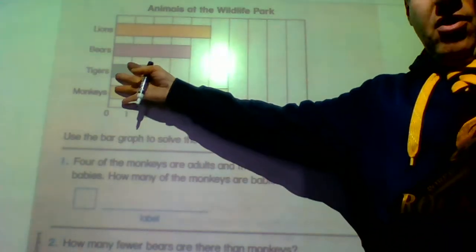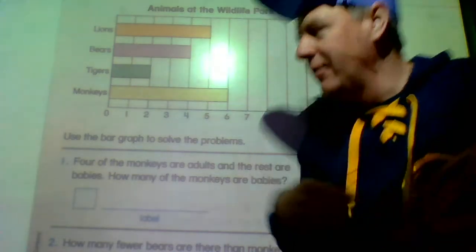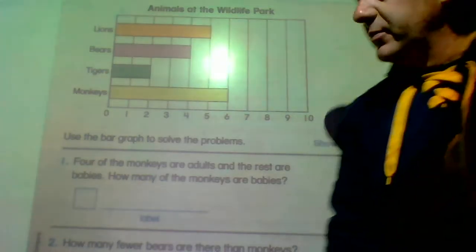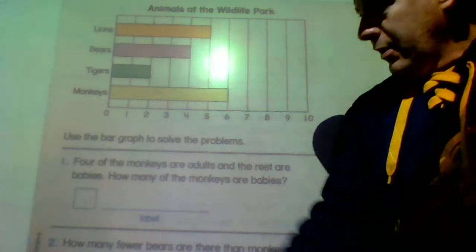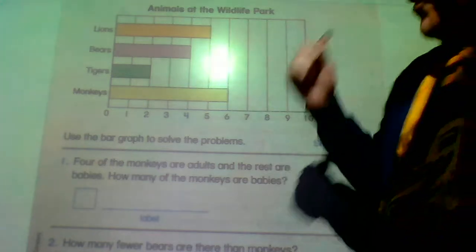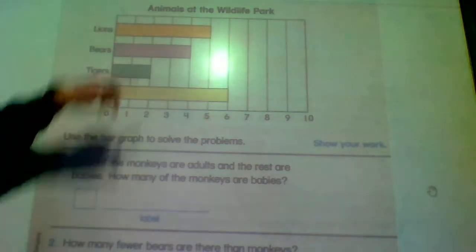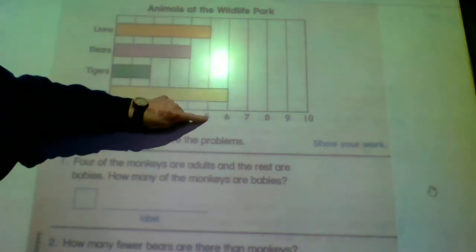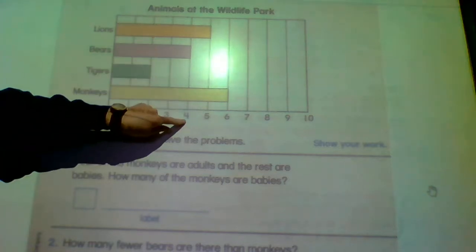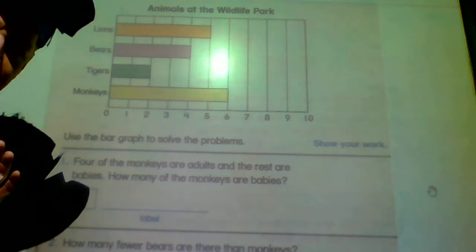We have this vertical. Is it vertical? You're supposed to correct me. We have this horizontal bar graph in front of us, animals at the wildlife park, right? Use the bar graph to solve the problems. So let's back up. We have lions. How many lions are at the wildlife park? You can look at your sheet. How many bears? How many tigers? How many monkeys? You know how to read the graph. You can figure it out.